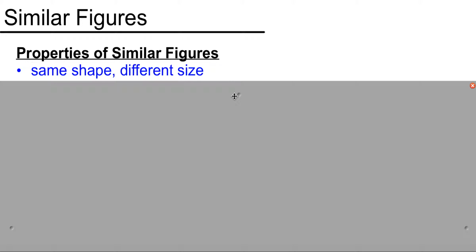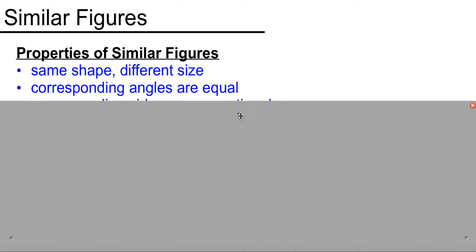Okay, in this ACT video, we are going to look at similar figures. Before we get started with any examples, we need to review the properties of similar figures. And we're going to go over three properties here. First of all, the figures have to be the same shape. They're going to be different sizes. So we have to be looking at two similar triangles or some similar trapezoids. They're definitely not similar if it's a triangle and a trapezoid.